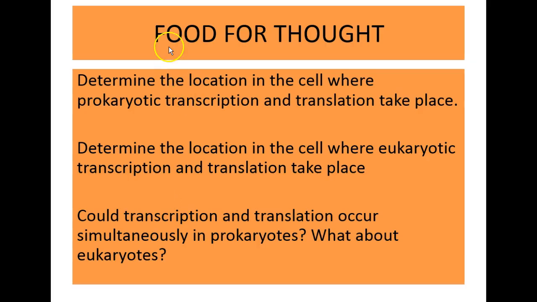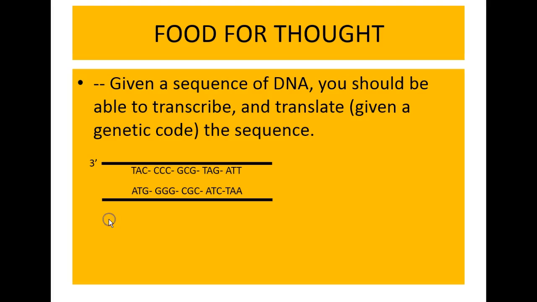You should now be able to answer the following questions. Determine the location in the cell where prokaryotic transcription and translation take place. Determine the location of the cell where eukaryotic transcription and translation take place. Could transcription and translation occur simultaneously in prokaryotes? What about eukaryotes? Given a sequence of DNA, you should be able to transcribe and translate, given a genetic code, the sequence.